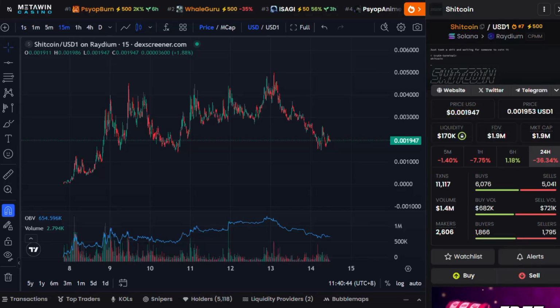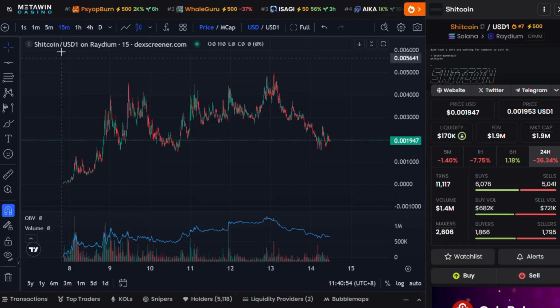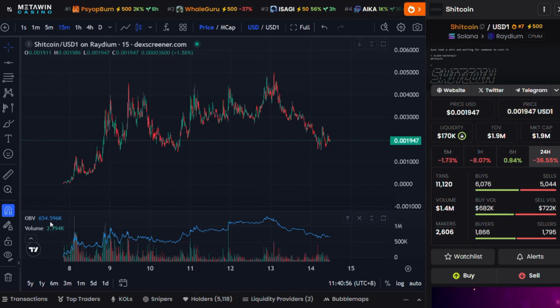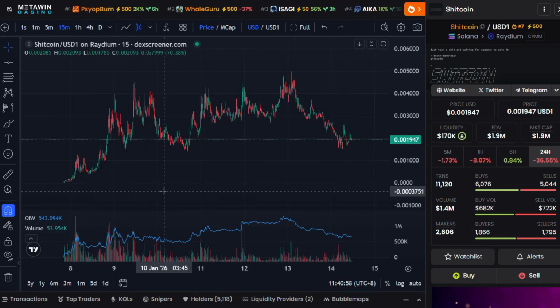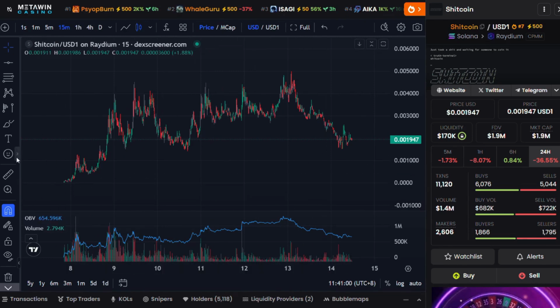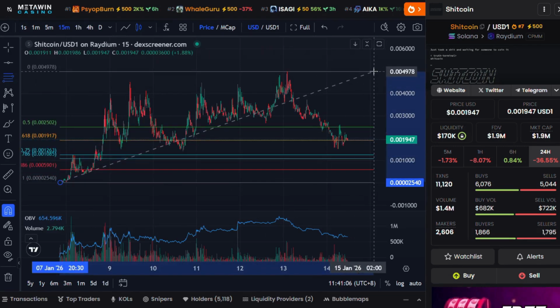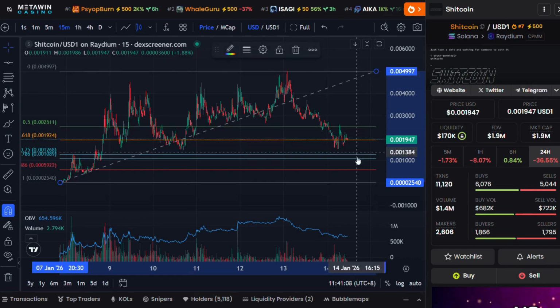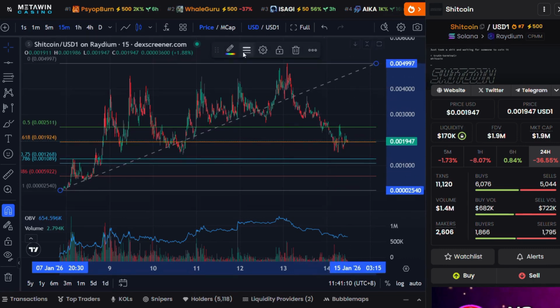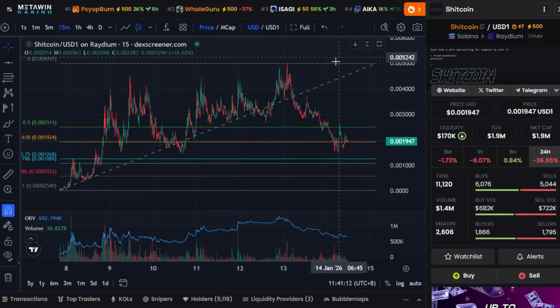The first coin we are going to look at today is shitcoin. Shitcoin is only 6 days old, and we're going to analyze it on the 15-minute chart to get a clear view of the short-term structure and momentum. The first thing I want to do is apply the Fibonacci retracement from the absolute low to the absolute high and see how price has interacted with these levels over the life of the token so far.